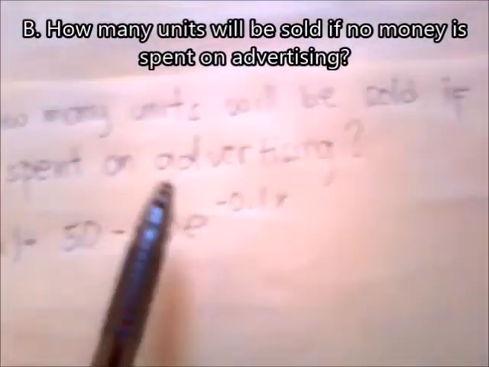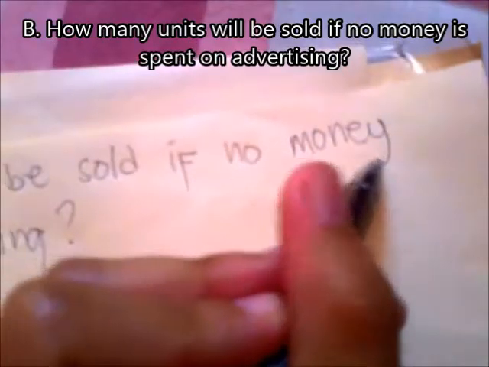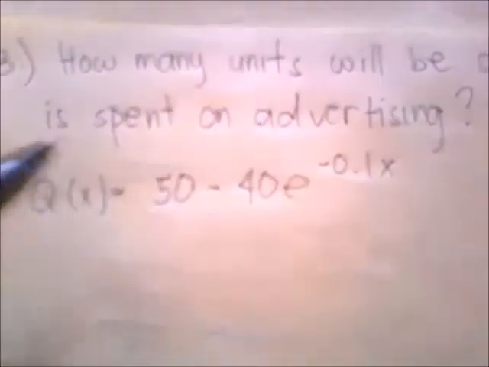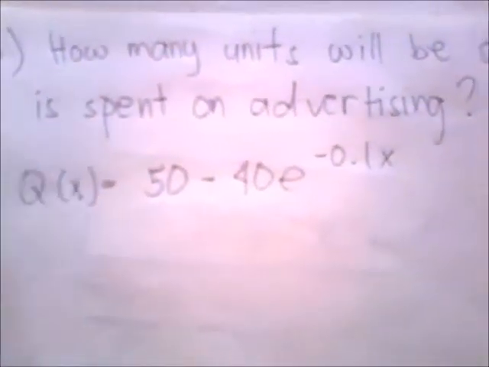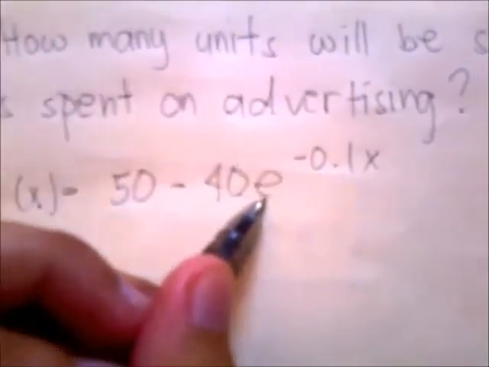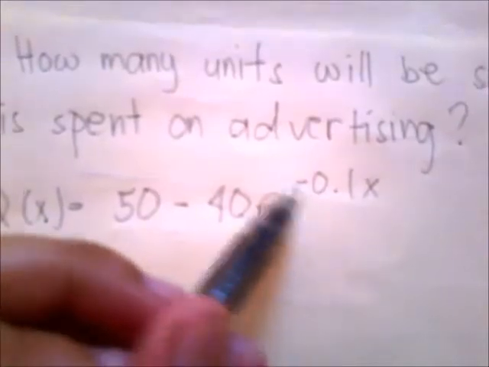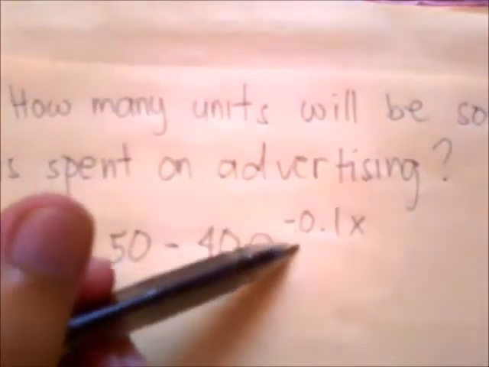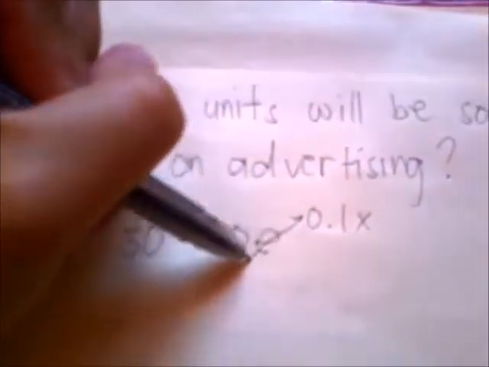The question is, how many units will be sold if no money is spent on advertising? So we don't have any value to substitute to x. And because e raised to negative 0.1 times 0 is constantly 1, e will be 1, so it will be cancelled.